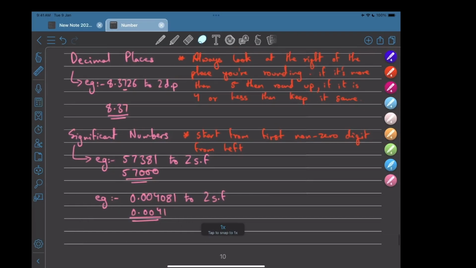Now another thing, significant numbers. Many students get mixed up with significant numbers. The simplest way to remember significant numbers is to always start from the first non-zero digit from the left. All right, so let's see.